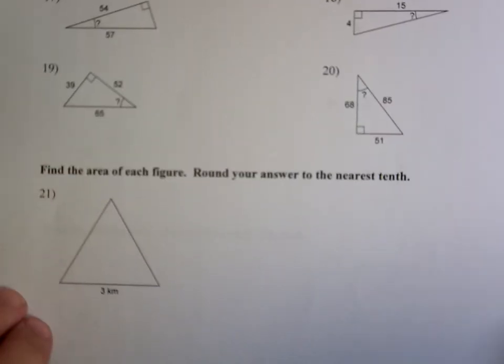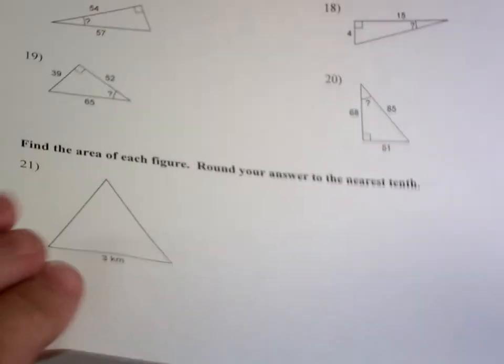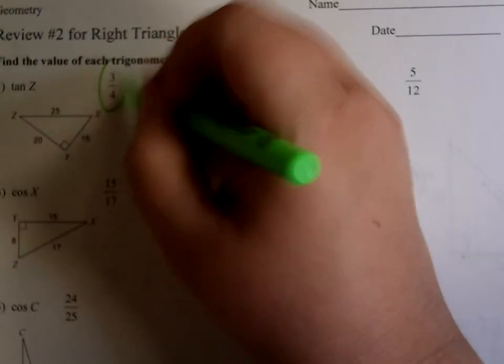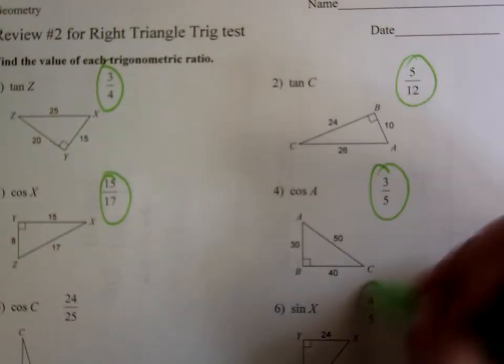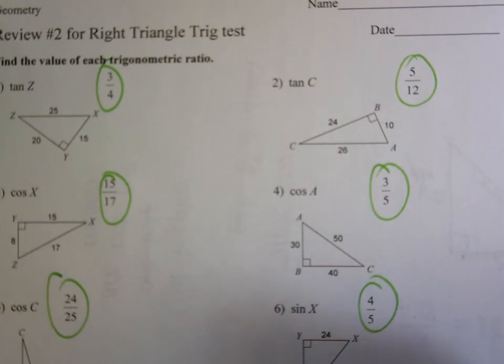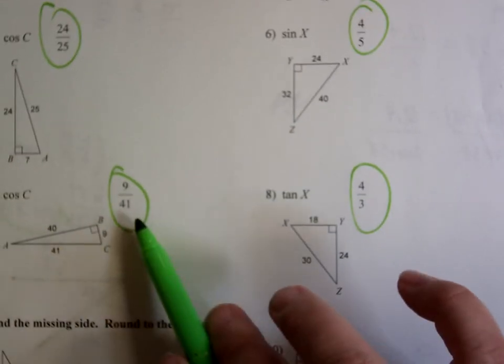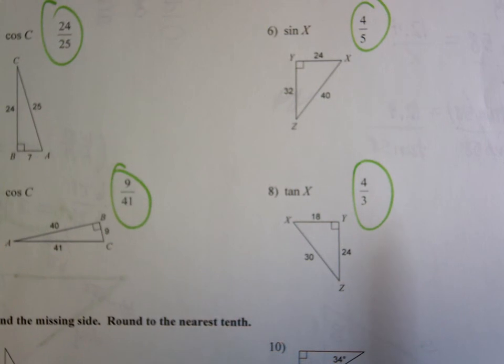Okay, now here's the key. So let me just show you the actual key, and then I'll show you the actual work. Here's the key. 1 through 8 are the type where you're just putting one side over another. Okay, these are the fraction answers. Remember, if it asks for decimals, you just change those to a decimal by dividing. Like 9 divided by 41. You don't press any sign buttons or anything.